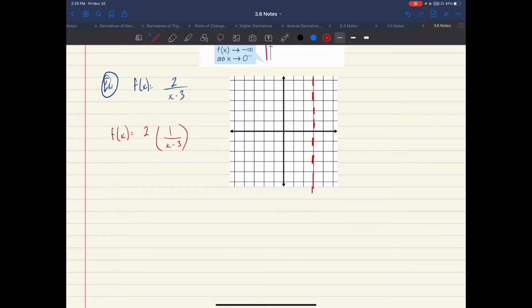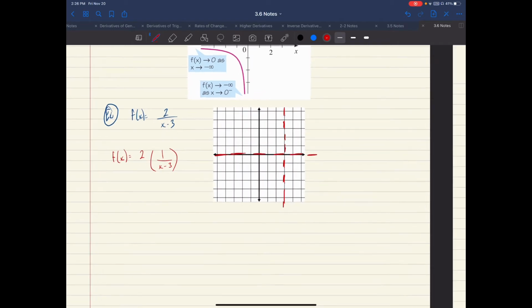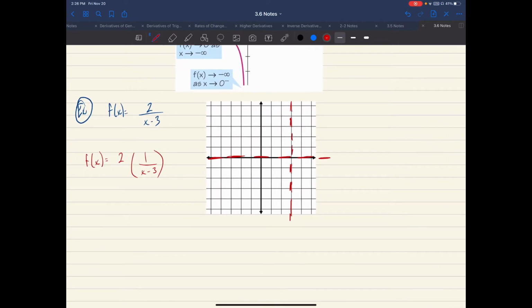Okay. And the 2 is really just a vertical stretch factor, which we're not going to be able to see really on my graph because this is not a super accurate graph. So I have a horizontal asymptote, which again, we'll talk about those. And so this is just like 1 over x, except it has a little bit of a vertical stretch, and it's shifted over 3 units.